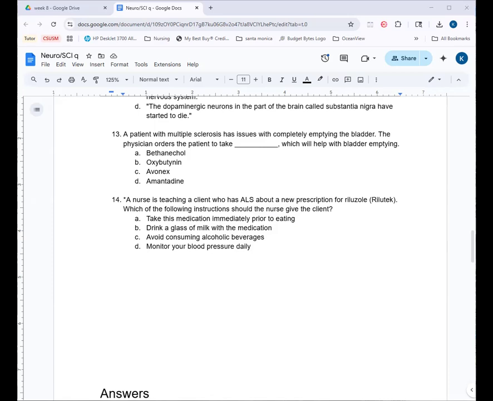But yeah, so with this medication being hepatotoxic, don't drink. I mean, that really goes for most meds. Don't drink, but this one especially. Anything that's hepatotoxic, that's probably going to be an answer.